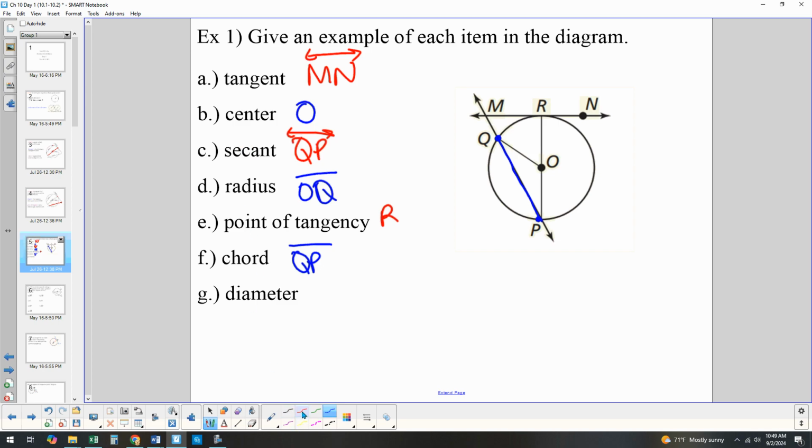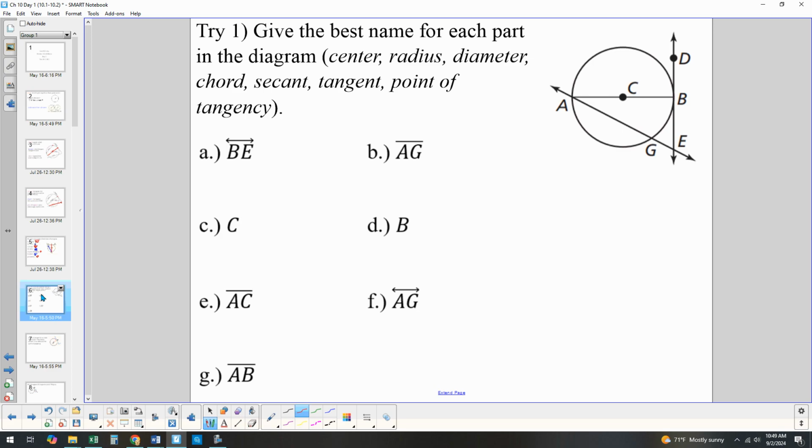And now the diameter. I saved the other chord to be called the diameter because the other chord in our picture went through the center. So RP would be the diameter. So this is one for you to try, pause, answers are posted online.